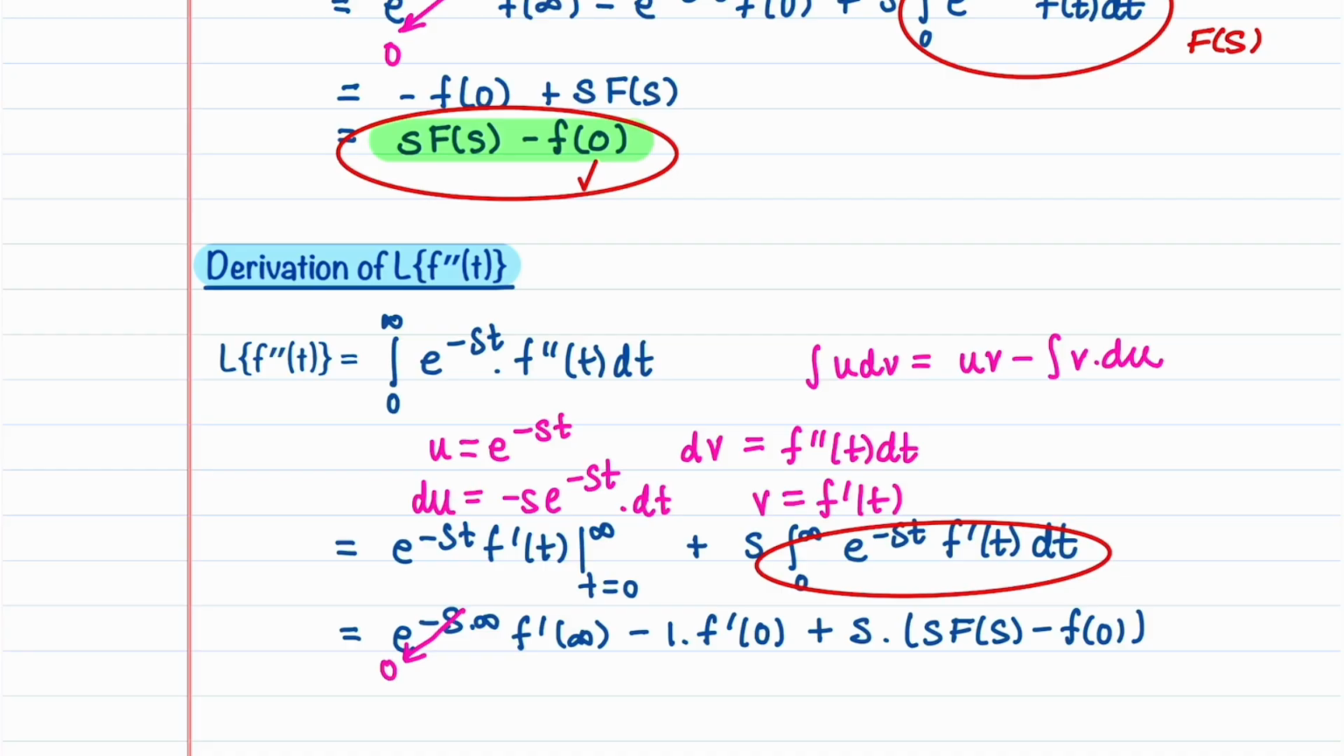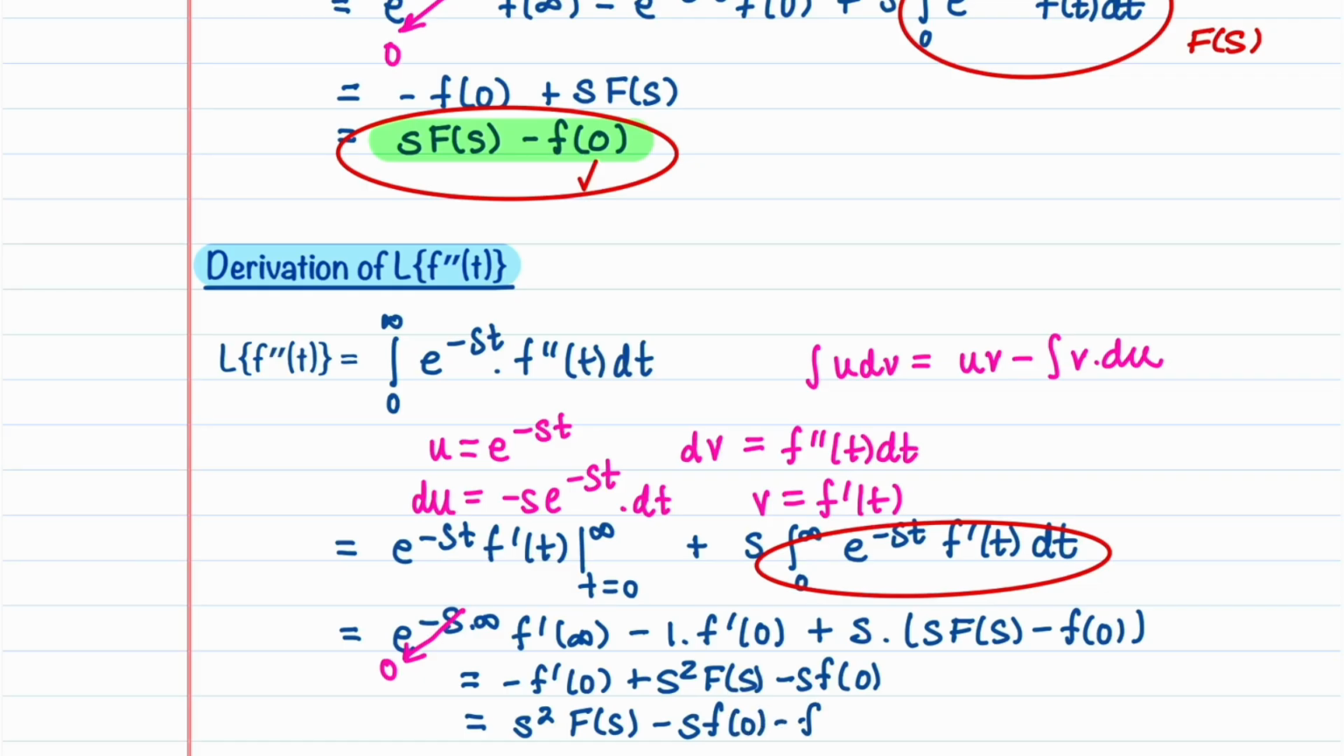This term is going to go to 0, so we're just left with minus f prime at 0 plus s squared capital F of s minus s little f of 0. And we're going to write this as s squared capital F of s minus s little f of 0 minus little f prime of 0. And there's the formula for the Laplace transform of our second derivative.